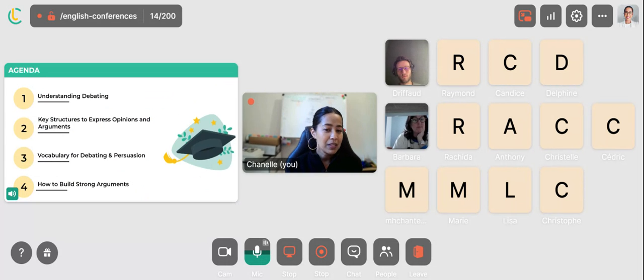In today's conference, we will look at 4 parts. The first would be understanding debating. The second will be key structures to express opinions and arguments. The third will be vocabulary for debating and persuasion. And the last, how to build strong arguments.